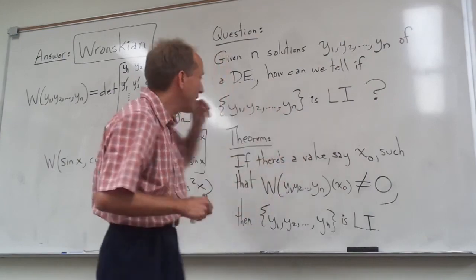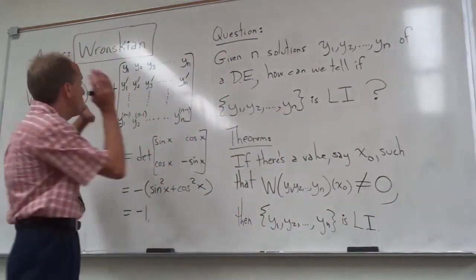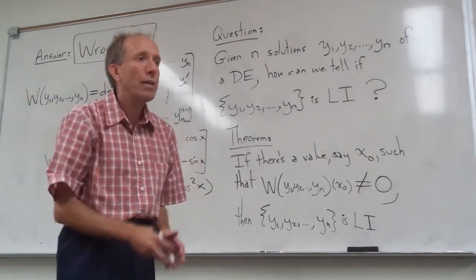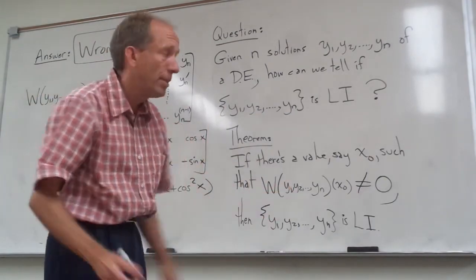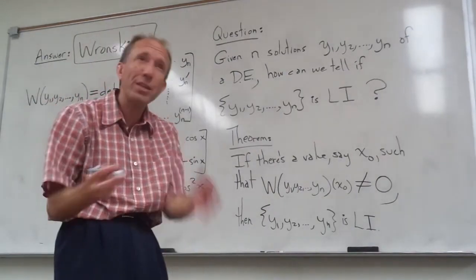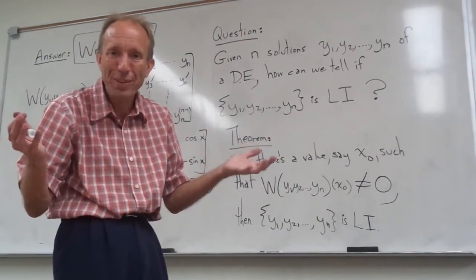This is an easy way around. You cannot use this Wronskian for vectors in Rn. You can't use it for matrices, right? You can only use it for functions. So you could use it for polynomials because a polynomial is a function.